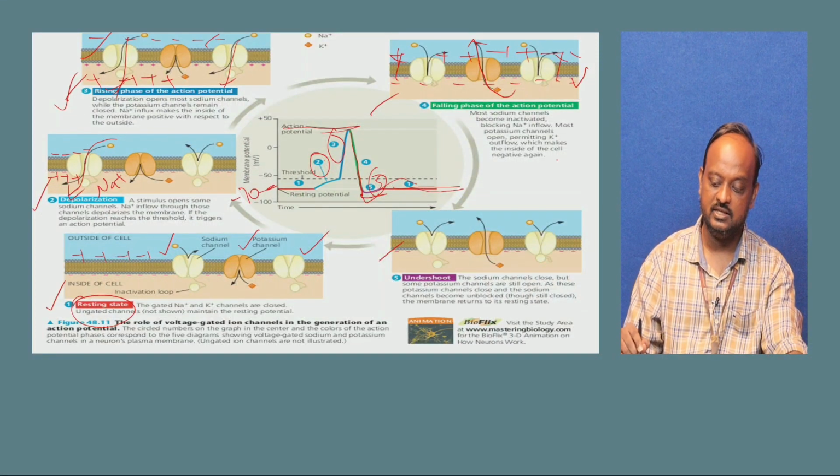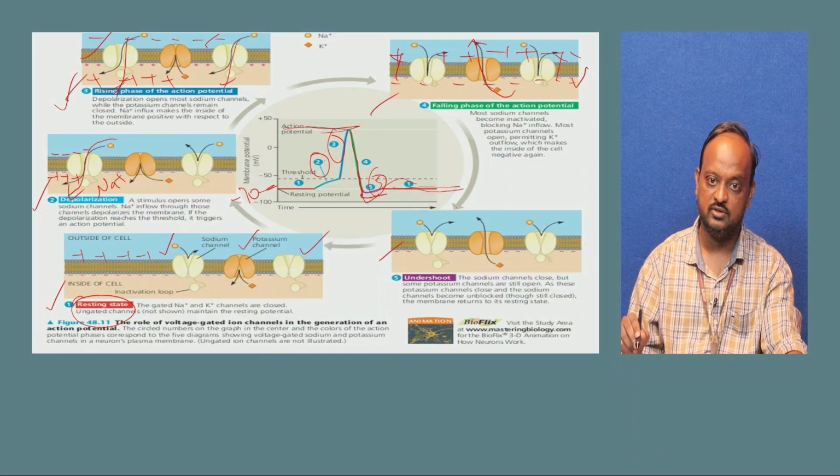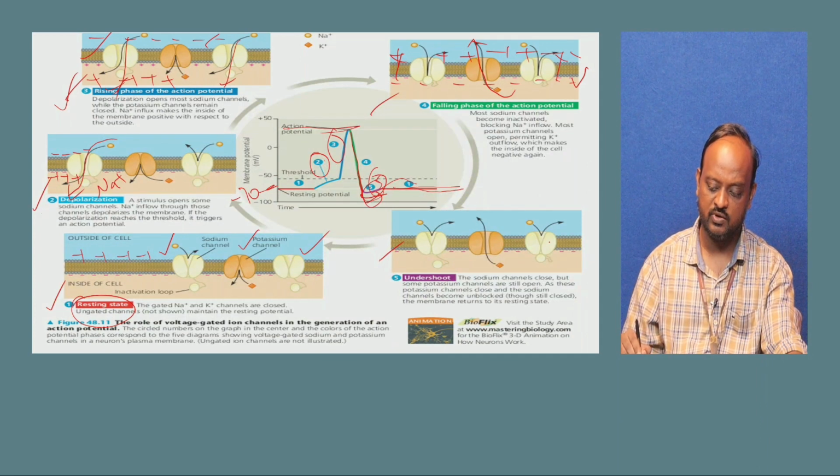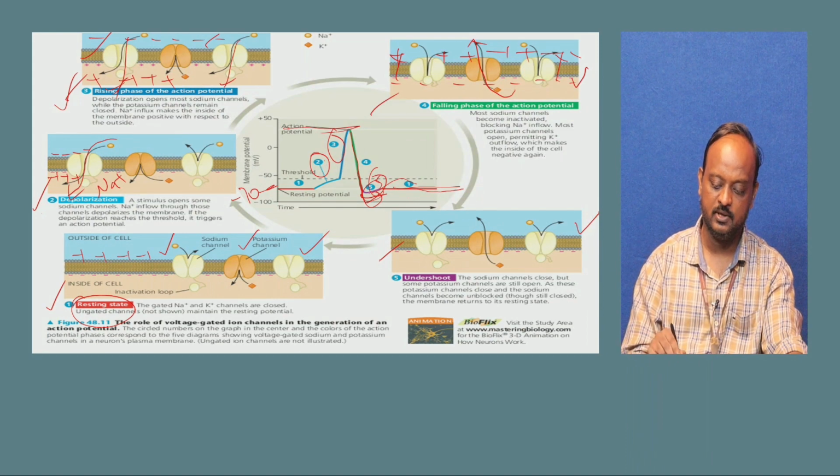Why does this undershoot happen? Because the opening of sodium ion channels will take some time. During that time, the potassium ions will keep moving out, and more positive charge will accumulate on the top and negative in the bottom. So repolarization goes down a little further. This condition is called undershoot. This undershoot will stop when the sodium ion channels open up. Whenever sodium ion channels open up, the resting membrane potential will be reached again, that is minus 70 millivolts, and then the action potential will continue.